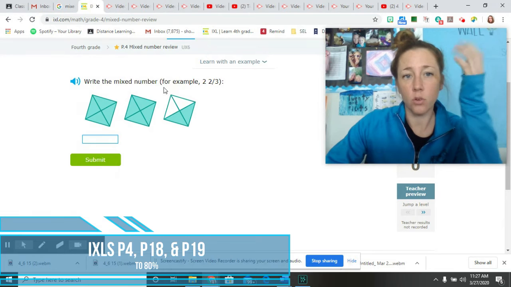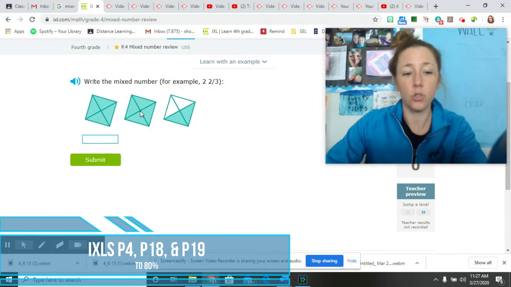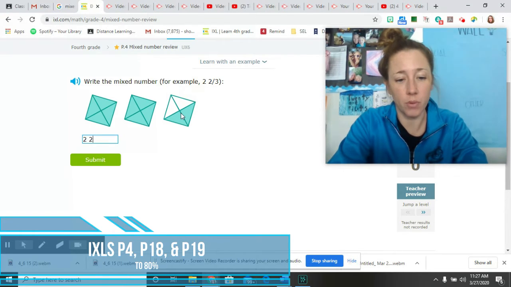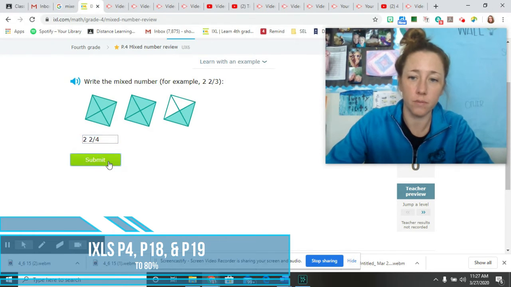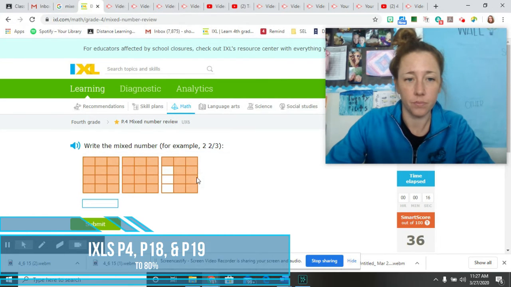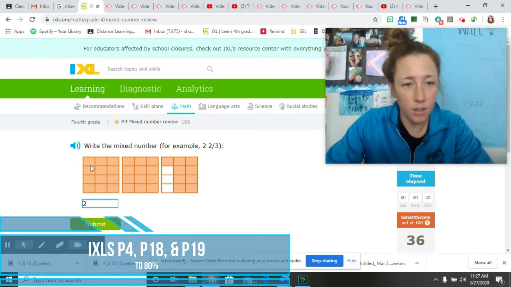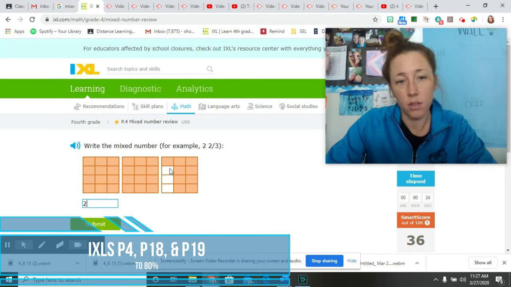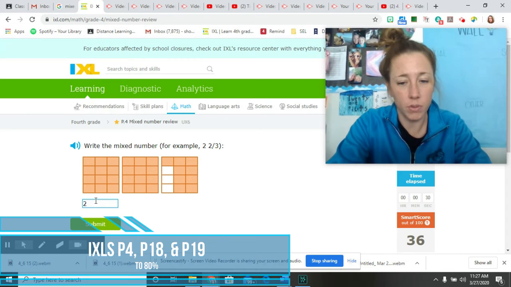Okay. So write the mixed number. We have 2 wholes, right? We divide into 4 pieces, and 2 of them are colored, so 2 out of 4. This one has 2 wholes colored in again, and count my pieces: 1, 2, 3, 4, so 3 times 4 is 12. So 9 out of 12 colored in there. So 2 and 9.